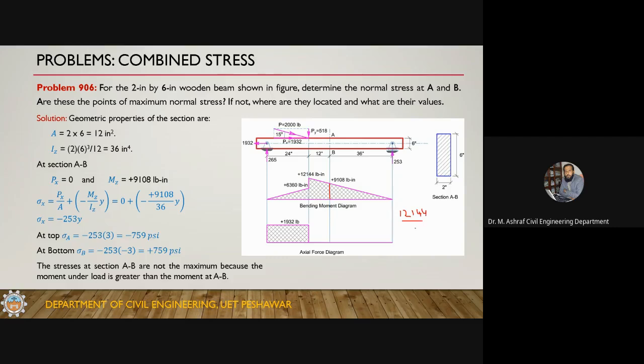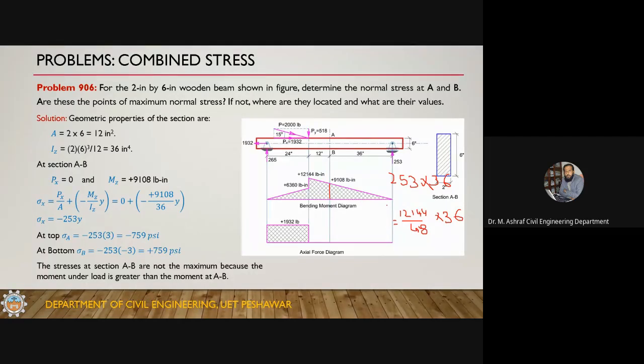12144 divided by 48 into 36. This is triangle proportionality. Okay, so this will result in 9108, or you can directly say 253 times 36. Okay, so it will also result in 9108 bending moment. So this is the bending moment diagram.